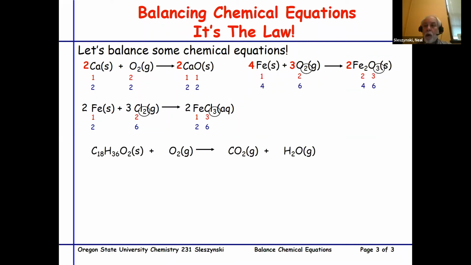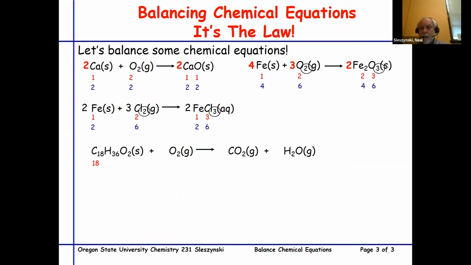Let's take a look at one more complex reaction where I'm starting out with a complex large carbon molecule, which is stearic acid. Stearic acid has 18 carbons, 36 hydrogens, and 2 oxygens. When I oxidize stearic acid, whether I do it metabolically in a biological system or on the lab bench by burning it, I'm going to get carbon dioxide and water as products. Well, let's go ahead and try to balance this.